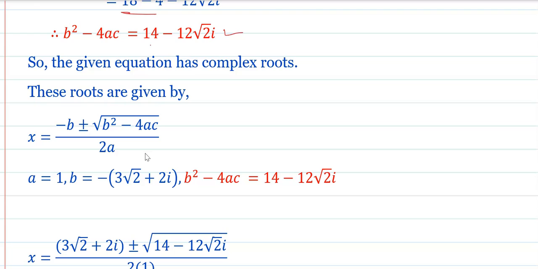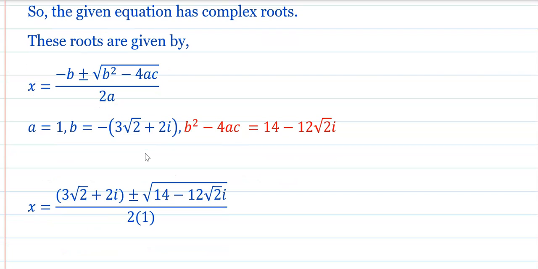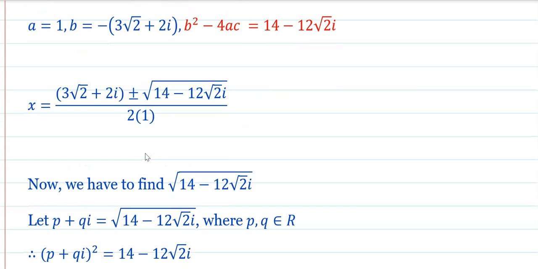These roots are given by x is equal to minus b plus or minus root of b square minus 4ac upon 2a. a is 1, b is minus (3 root 2 plus 2i), b square minus 4ac is 14 minus 12 root 2i. Substitute the values. Okay, here minus and minus will become plus. Our formula is x equals minus b, and here minus became plus, and root of b square minus 4ac, it's 14 minus 12 root 2i, upon 2 into 1.